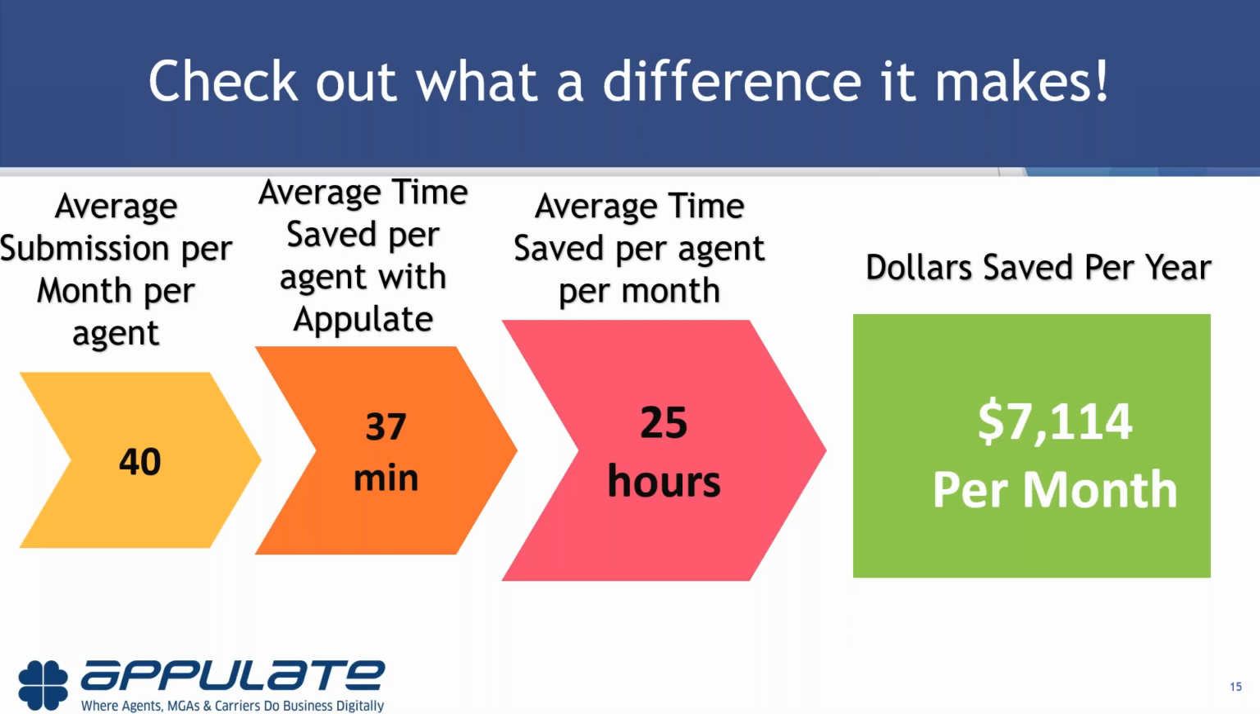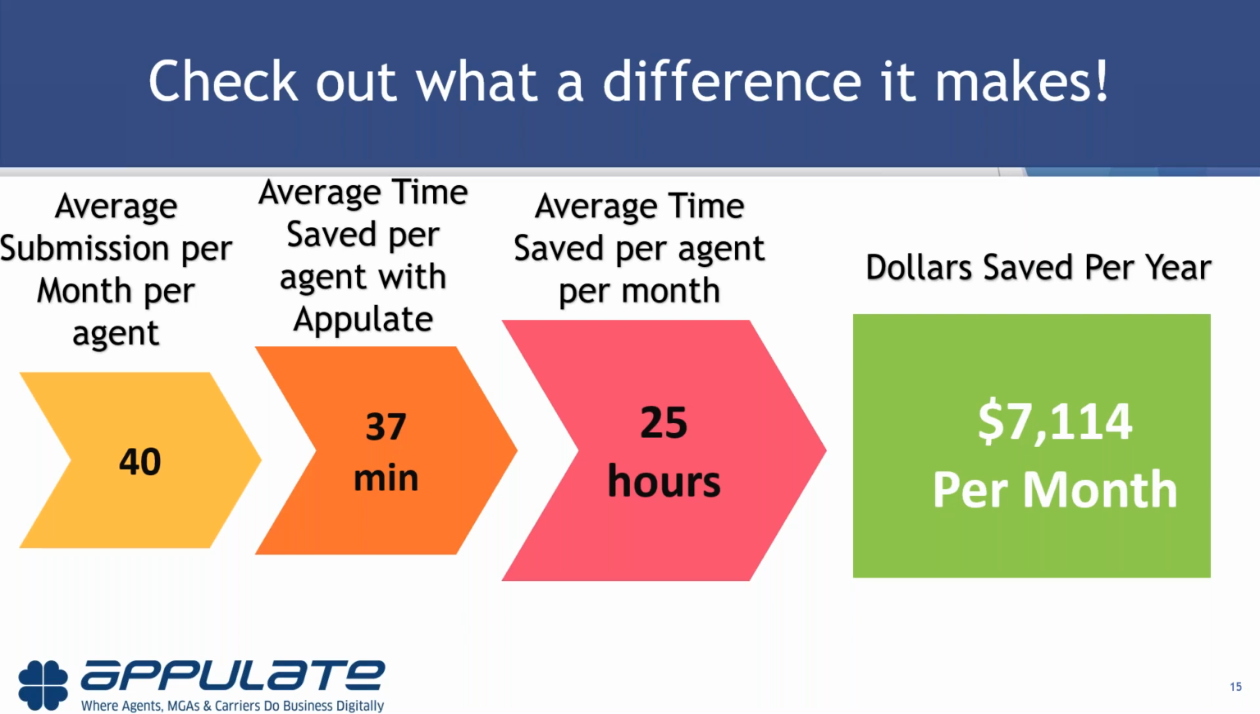Everybody said different things, everywhere from 15, 20 minutes all the way up to hours and even days. So we're pretty conservative about this at 37 minutes per submission. That's about 25 hours a month, and based on $50,000 a year for the average insurance agent, it translates to about $7,000 a month in savings. Agents are very aware of this. They're very excited about this, and of course they hope to hear about new markets working in the system.